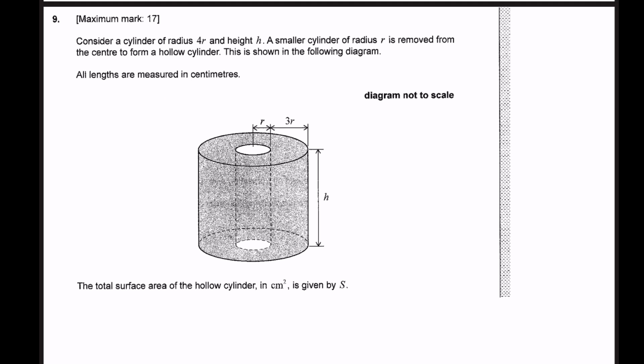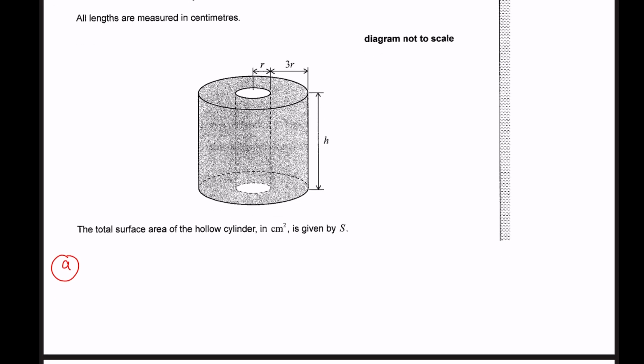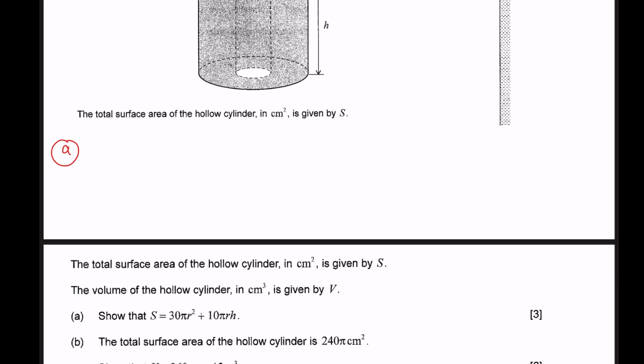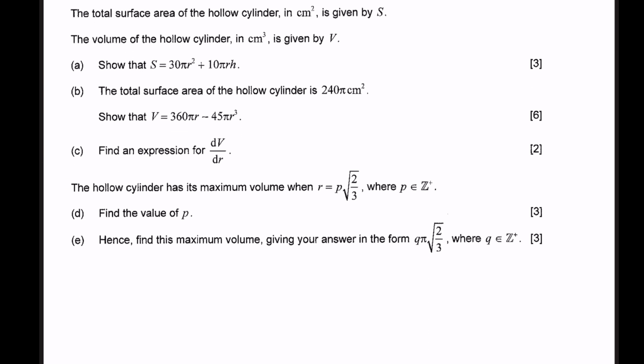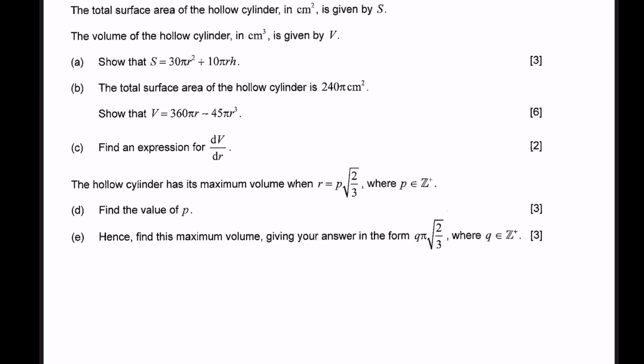So for this last question, we have a cylinder, right? So radius is 4r, and height is h, and there is a smaller radius of r which is removed from the center. So the total surface area of this hollow cylinder is given by S. Volume of a hollow cylinder is given by V. We have to show that S is equal to 30 pi r square plus 10 pi rh. Okay, we'll start with part A.